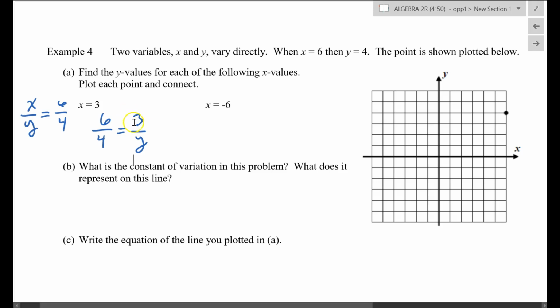Guys, do we really need to cross multiply to do this? How did I get from 6 to 3? Divided by 2, so 4 goes to 2. Now if you cross multiply, you get 6y equals 12, and half of 12 is 2, right? So you're going to get there.